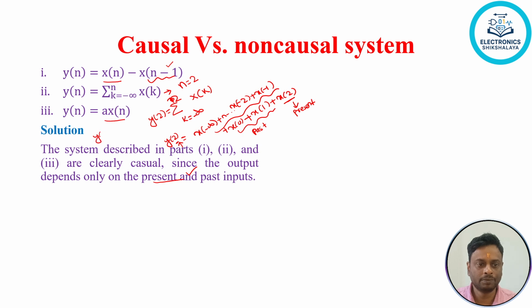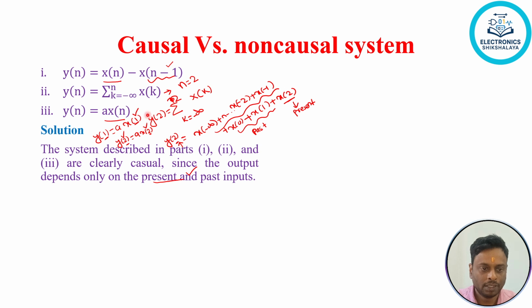So you can see if we put y of 1, that will be a into x of 1. So these are the present values of the input. This y of n depends on the present value of the input. So y of 2 is also a into x of 2, which means the present values of the input. Here n equals 2, here also n equals 2. So these are the present values of the input.